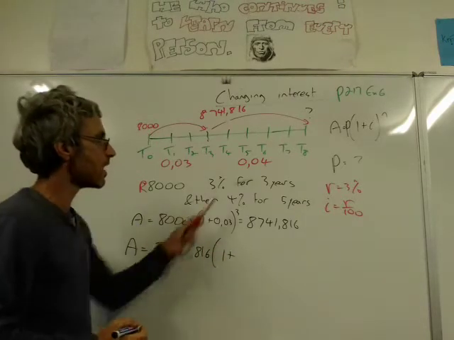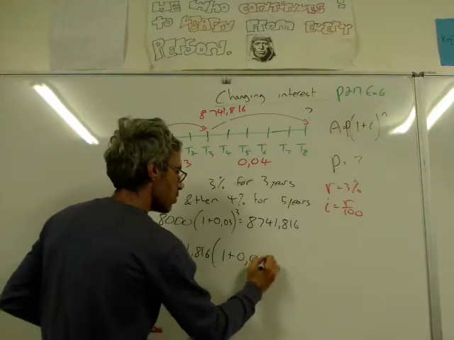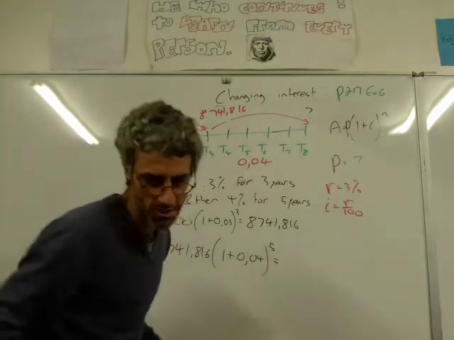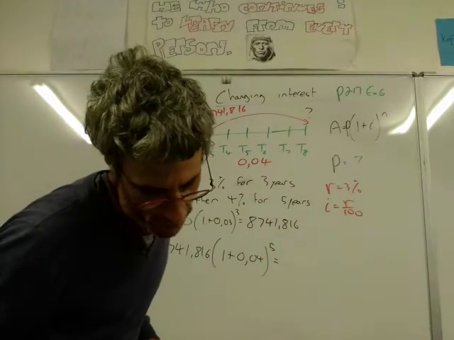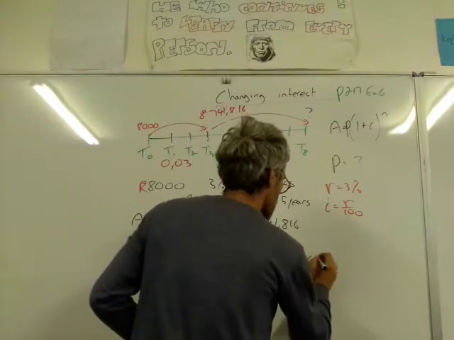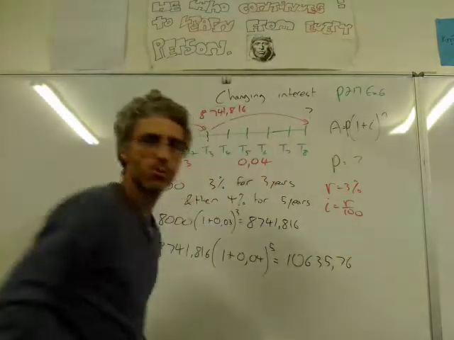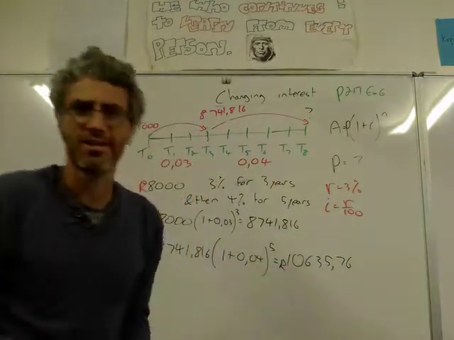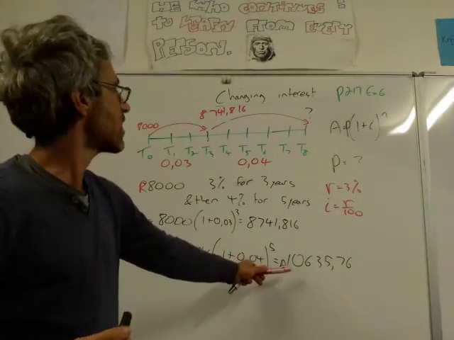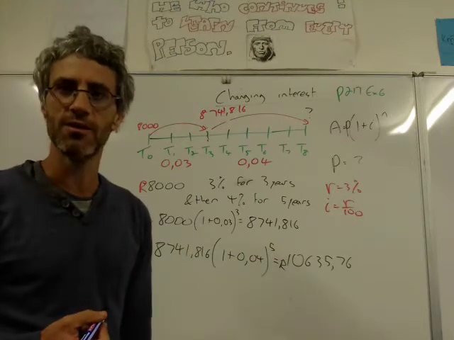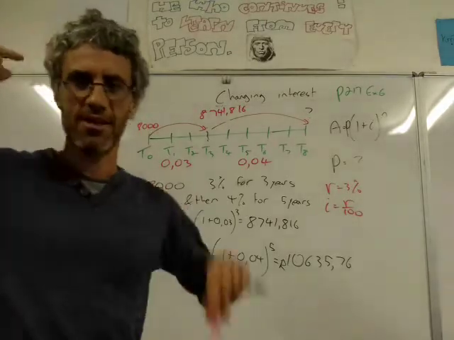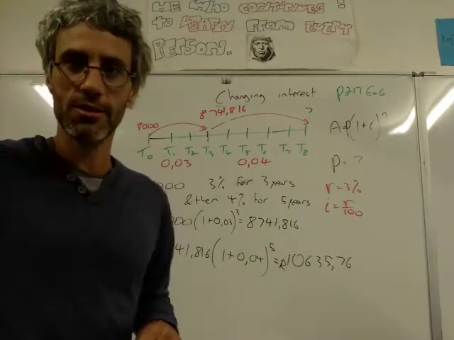1 plus, now the interest rate is 0.04. And the number of years is 5. And again, I'm going to do a bit of a cheat and just find out what I got there. And I got 10,635. And now I round it to 2 decimal places, because I don't need more than 2 decimal places, definitely when I'm talking about money. Okay, so that's the answer, 10,635. That's the first way that I'd like you to do it, and I think that's kind of more common sense to you. But I want to show you how to do it a little bit better.